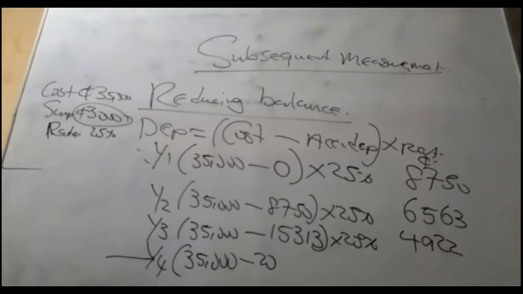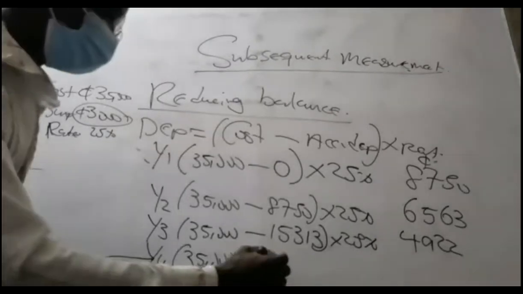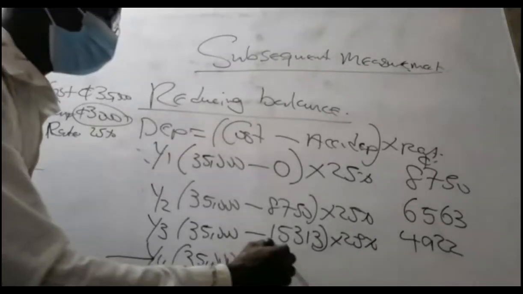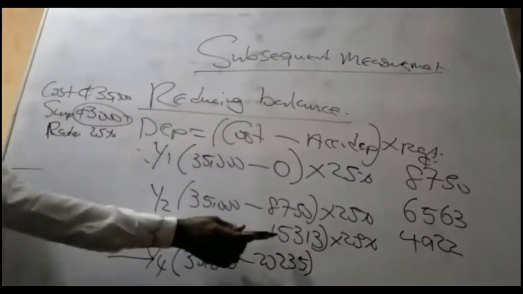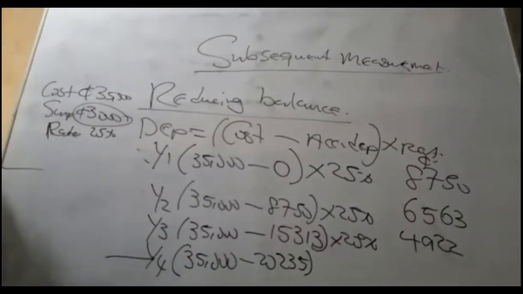20,000 plus 35 is 20,035. 20,000 plus 225? Good. Can you confirm this plus this? 20,235.